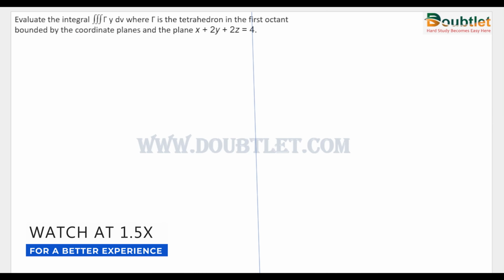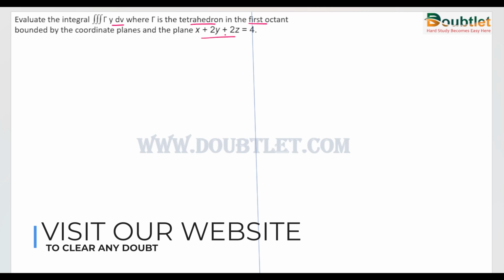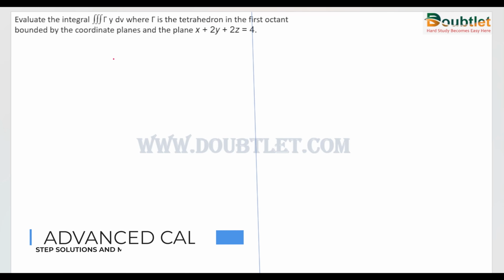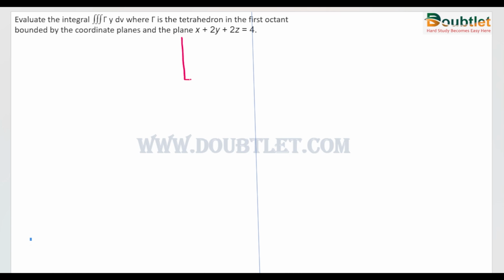So in this video, we are going to solve this problem where we have to find the triple integral of y dv along the tetrahedron in the first octant. The equation of the tetrahedron, that is, the equation of the plane, is given. First of all, we will draw the sketch of this. So suppose this is the x axis, this is the y axis, and this is the z axis.